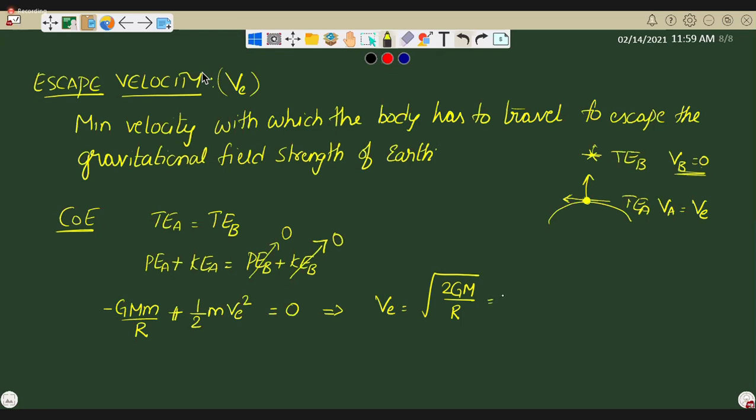Understood? So if you multiply and divide inside, it will become under root 2GM by R squared, multiply and divide with R naught. Yes, GM by R square is small g. This is the radius of Earth. This is acceleration due to gravity on Earth, everything is constant inside. So if you calculate it, you'll get close to about 11.2 kilometers per second. Understood? Yes, sir.